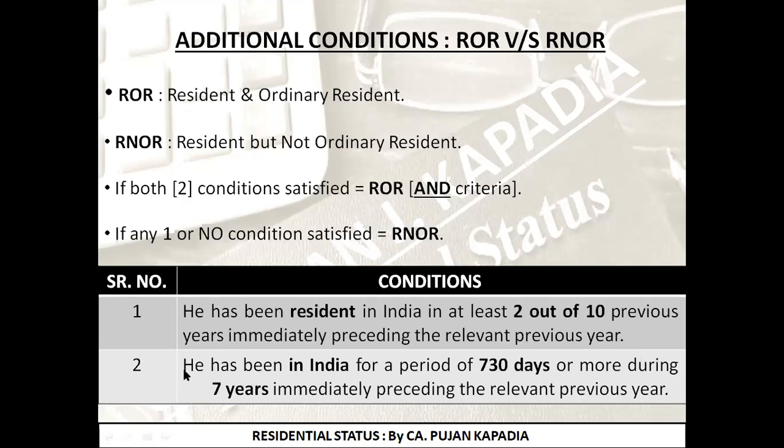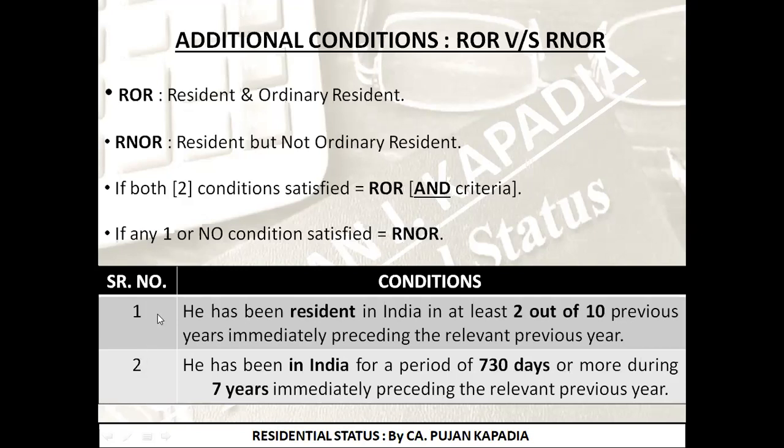Second condition says, he has been in India for a period of 730 days or more during the 7 years immediately preceding the relevant previous year. So the second point is again going to talk about the number of days. Suppose I'm talking about 2019-20, I keep it aside and go 7 years backward. In these 7 previous years, if the total stay of that particular assessee was at least 730 days, then we would say that my additional condition 2 is being satisfied.